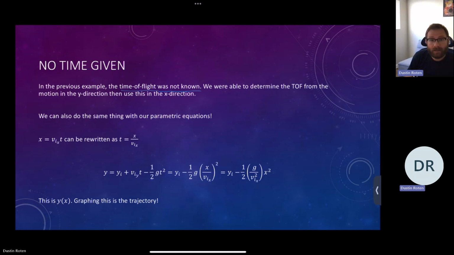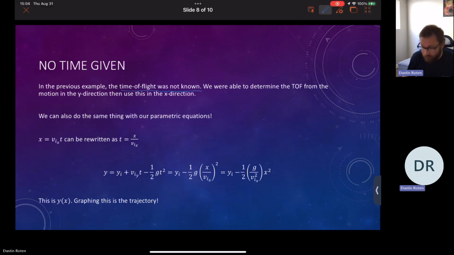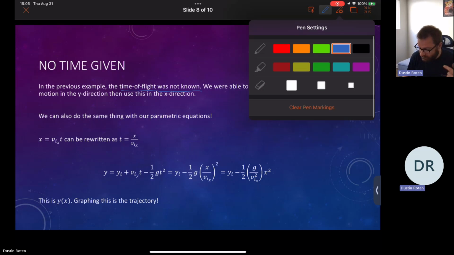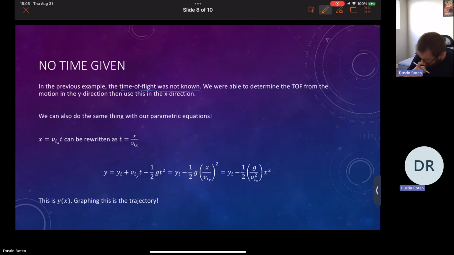We don't know the time of flight, but we were able to get it. Anytime you don't know how long a projectile is moving, you can usually calculate it. So we were able to determine the TOF from the motion in the y direction. We were able to pull that just out of one component of the motion and then apply it to both.